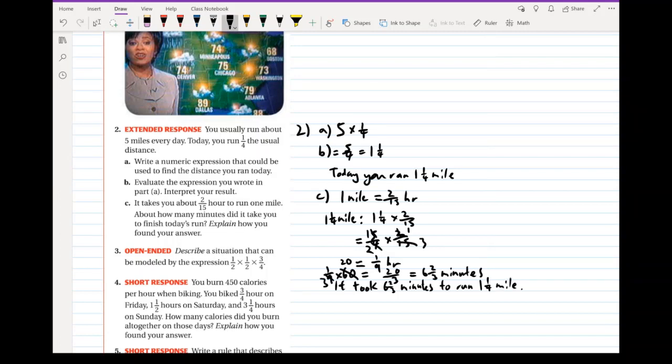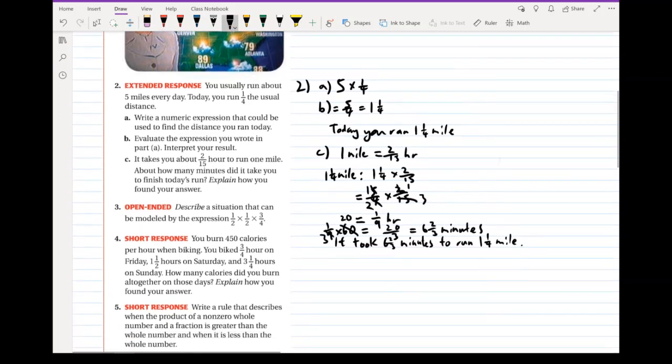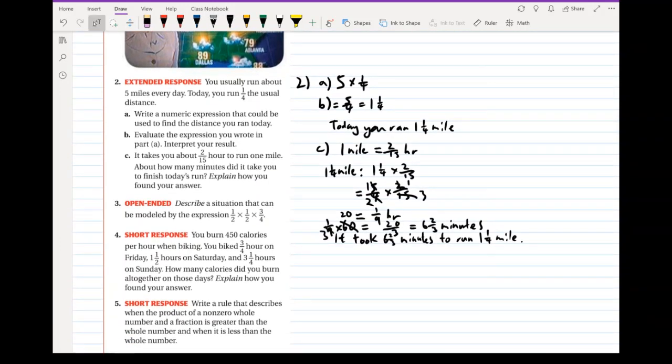So that's question 2. Question 3, describe a situation that can be modeled by the expression of half times 3/4. So it can be anything. I'm just going to make one up. So let's say a bag of candies, half, I'm going to type this out so that it's easier for you to see.